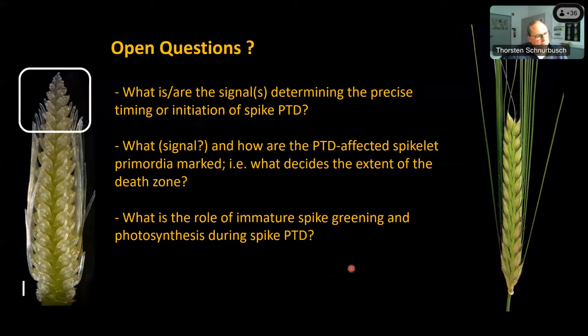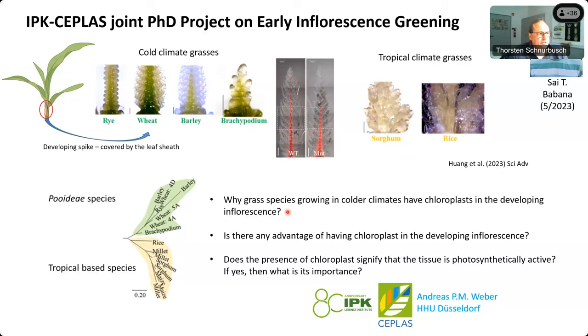To answer this last question a little better, we have very recently initiated a PhD project together with Professor Andreas Weber from the University of Düsseldorf, and Saiti Jasbarbana. He's a PhD student who started in May this year on this project, and he's trying to answer a few of these really interesting questions. Why do grass species growing in colder climates have chloroplasts in the developing inflorescence? Is there any advantage in having chloroplasts in the developing inflorescence? Does the presence of chloroplasts signify that the tissue is photosynthetically active? And if yes, what is its importance? I think these are still very interesting and fascinating questions, and I'm really looking forward to working with Andreas on this project. We are looking forward to the future here.